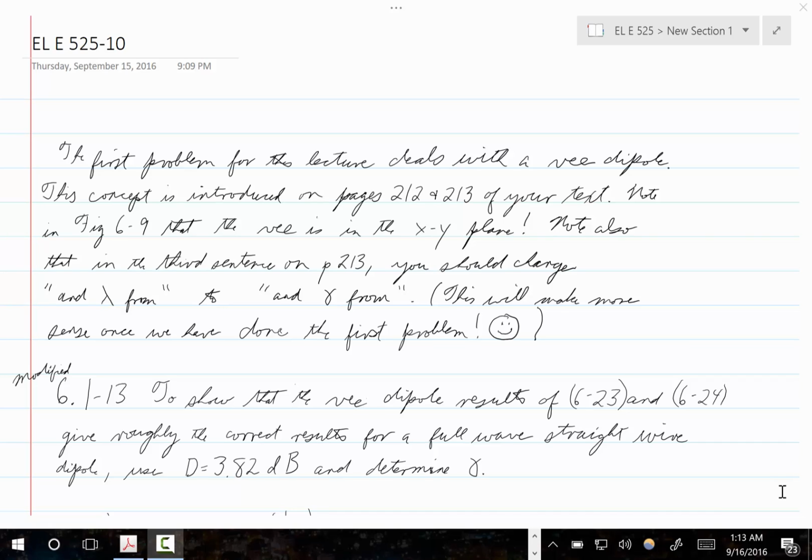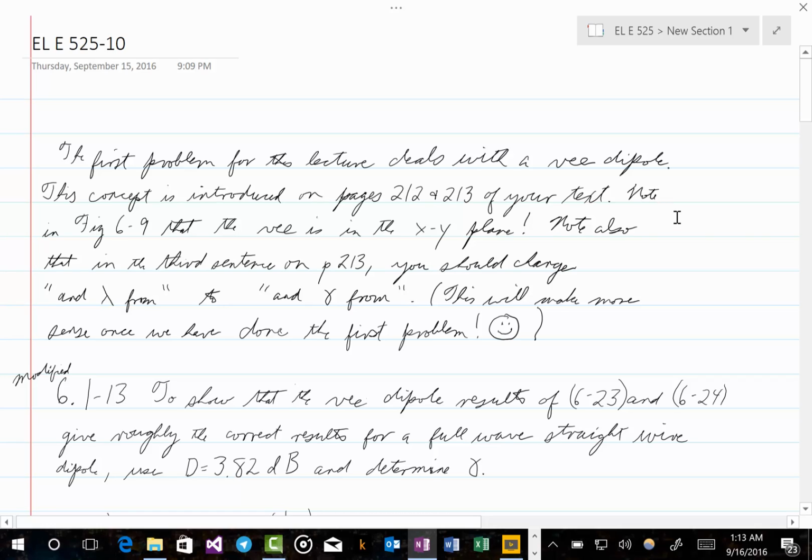Welcome to Lecture 10 of Electrical Engineering 525. The first problem for this lecture deals with a V-dipole. And this concept is introduced on pages 212 and 213 of your text.